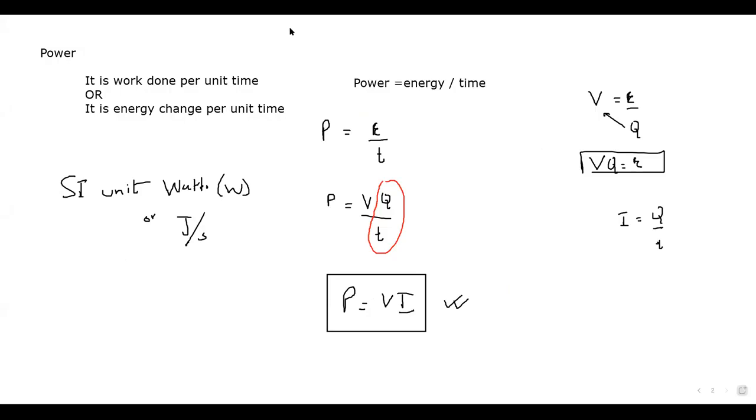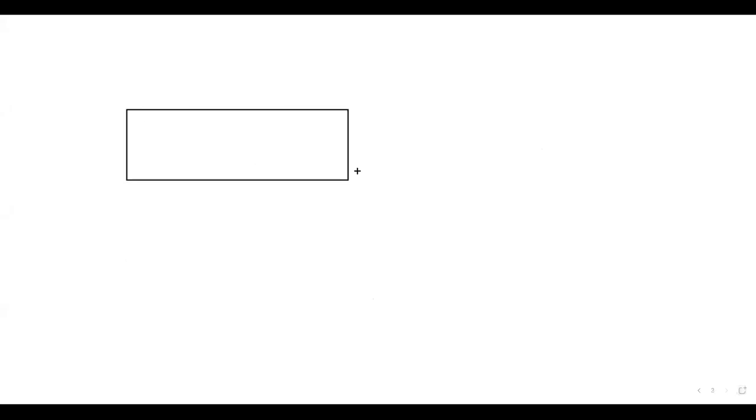Like if I say I have two wires which are made up of the same material. This wire has area A and length L. The other wire has area A by 2, but it is a bit longer, length 2L. If this one has a 20 ohm resistance, what will be the resistance of the second one?